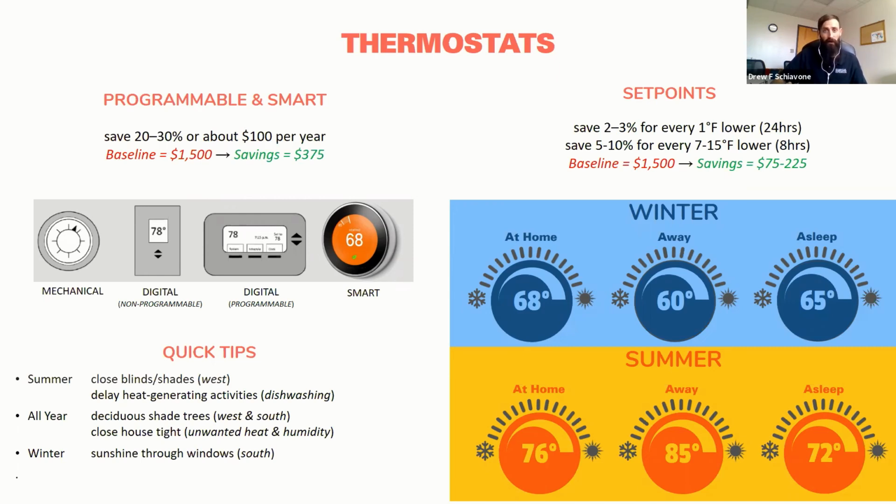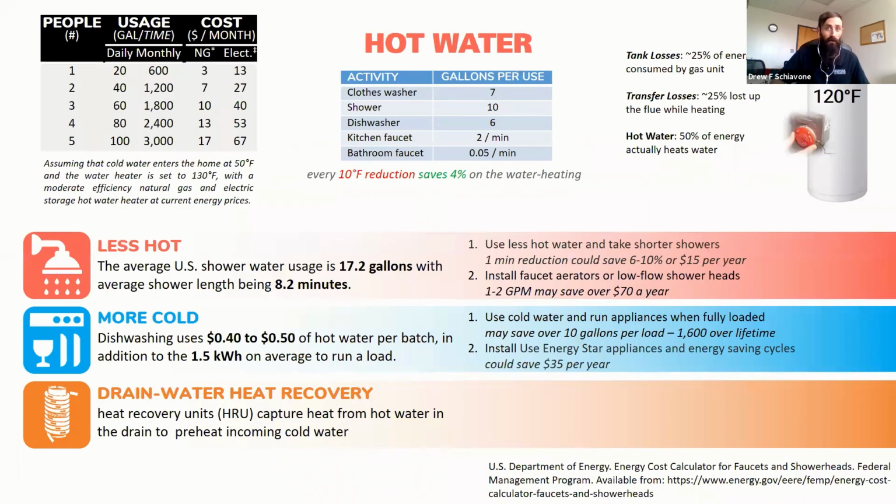When you're at home in the winter, 68 degrees might seem a little cold to people, but if you're comfortable with it, bump the temperature a little bit lower than you're comfortable with, and you can save quite a bit from that. When you leave the home, you could bump it even lower to 60 degrees, and asleep 65 degrees. Making changes like that can be pretty helpful and can save quite a bit. There are some estimates on savings there. For a baseline charge of $1,500, you could save upwards of over $200 just by some temperature changes. So those are good recommendations as well.